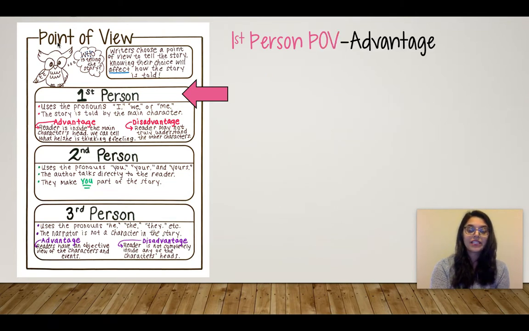I say usually because it does not always have to be that way, but it usually is. There are some advantages. Let's look at the advantage at that part of the anchor chart. In first person, the reader is inside the main character's head, so we can tell what he or she is thinking or feeling.